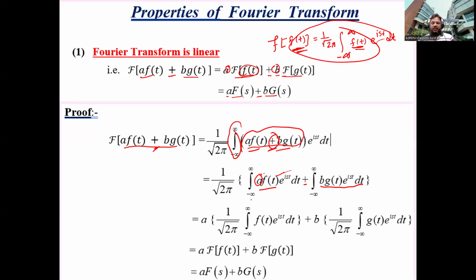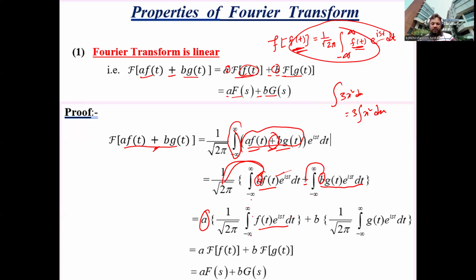So we can take the constant to the left side of the integration. That is a times 1 by root over 2 pi, negative to positive infinity, f(t) e to the power ist dt. That is like, if we want to integrate 3 x squared dx, we can write 3 times the integral of x squared dx. Similarly, this constant a can be taken to the left-hand side of the integration, and the constant b can be taken to the left-hand side of the integration.